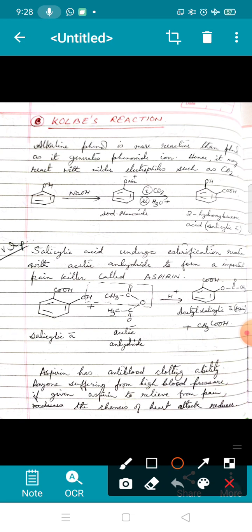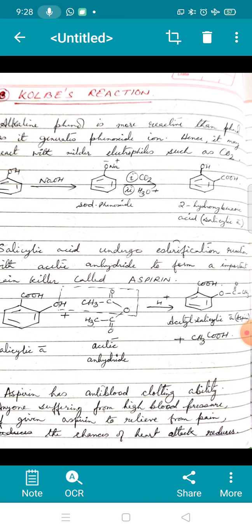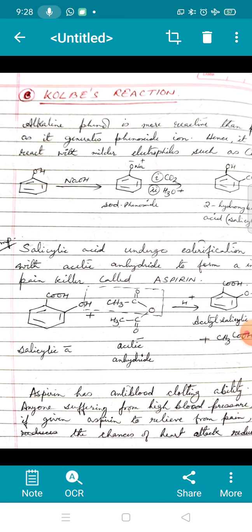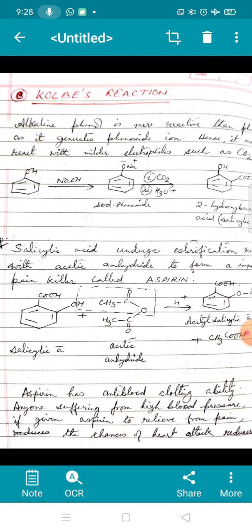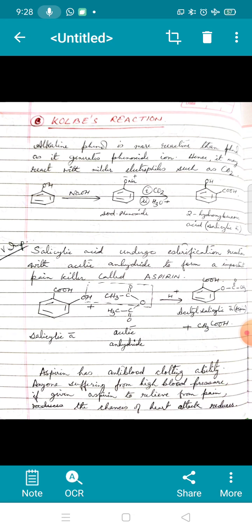Now what is the specialty of aspirin? Aspirin has an anti-blood clotting ability. Those people who have high blood pressure often have the tendency of heart attack because of the clotting of the blood. So those suffering from high blood pressure, if they have a kind of pain, headache or whatever, instead of taking any other medicine, if they take aspirin, then the blood will remain in the liquid form. It will prevent the blood from clotting or thickening. It is a blood thinning drug. Very important. So that's how we prepare aspirin, and the starting material can be obtained by the Kolbe reaction.